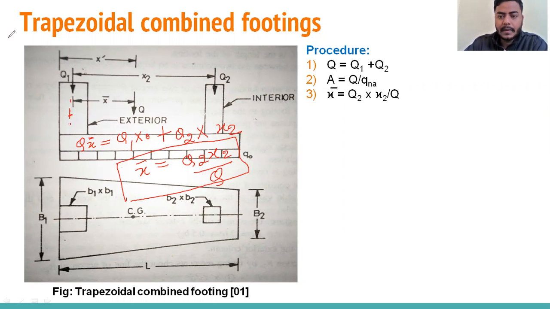Now we can go for the calculation of this X dash. So X dash will be equal to X bar plus B1 by 2.